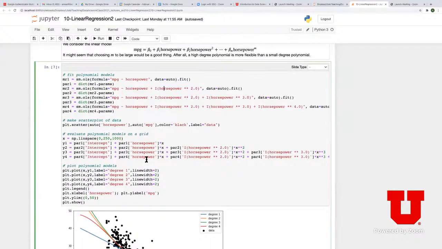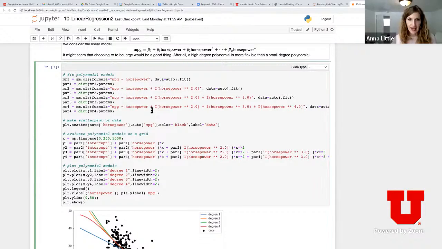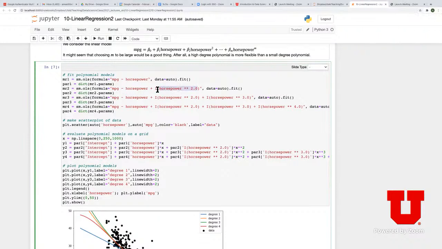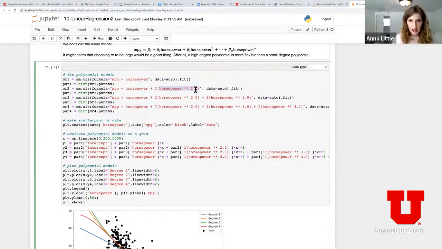Quick question. Then go ahead. So we wouldn't be able to say horsepower plus horsepower squared. We have to use this I notation. Yes, I think that just tells Python that this is not a variable name in and of itself. I gotcha. We're doing some kind of function of the variable. Yes, and here you could change this up. You could probably make this sine of horsepower. Got it. That makes sense. Thank you.